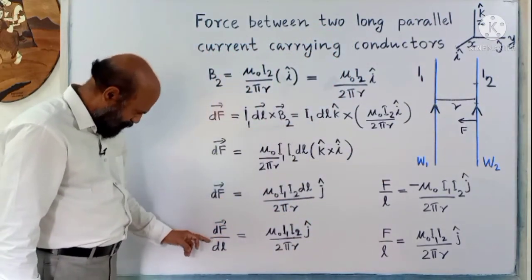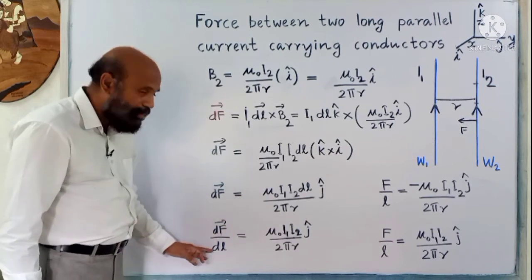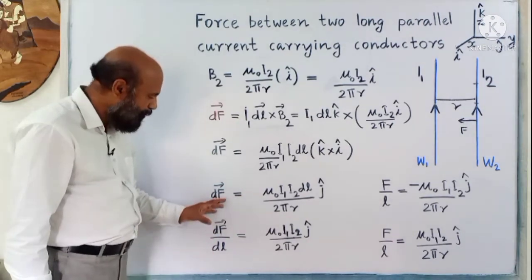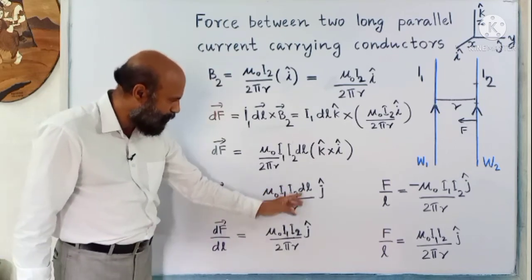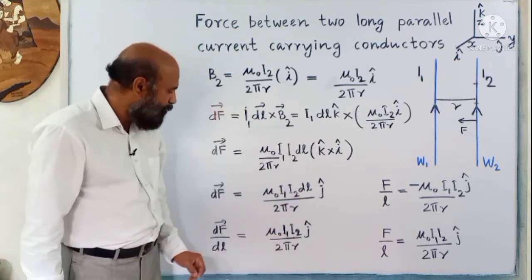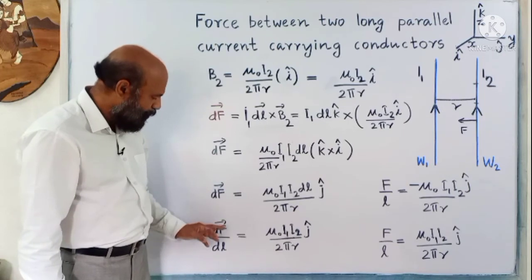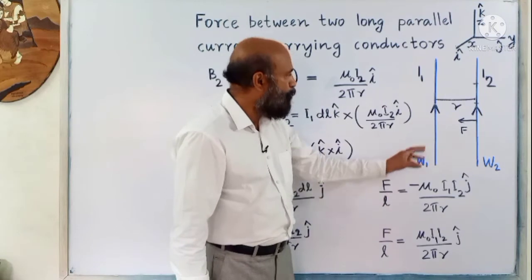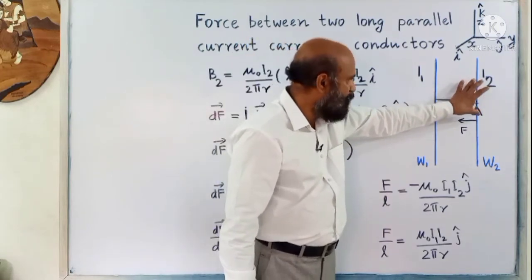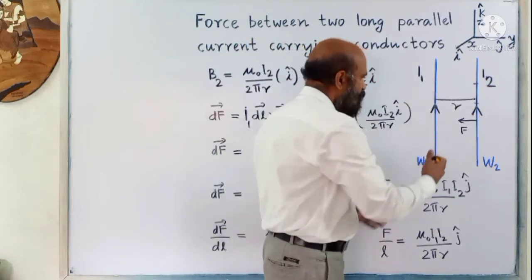Now this is the force acting on an element of length dl. Now you divide by dl. When you divide by dl, you will get the force per unit length. So when you divide both sides by dl, this dl will get cancelled. Then dF vector by dl can be written as F by l. So this is the force per unit length on this conductor, directed towards this side.